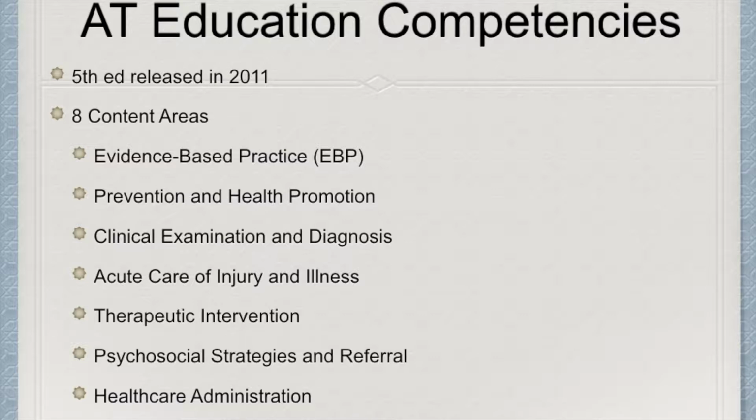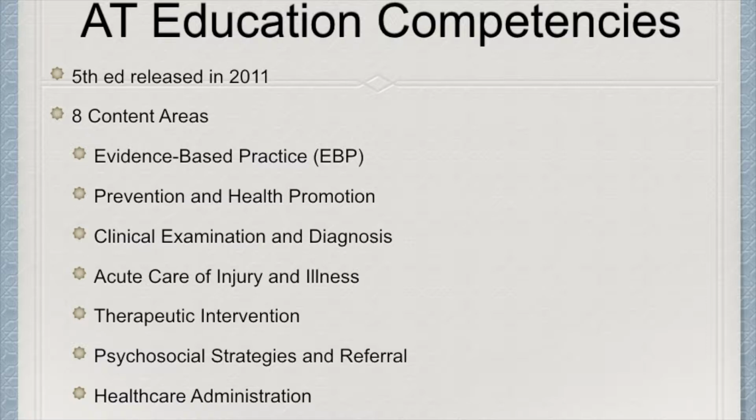What this document is about is it provides professional education program directors, clinical competency, and other faculty members with the knowledge and skills and clinical abilities that athletic training students should master by the time they finish the program. As you can see, this is the 5th edition, so that means there were 4 other editions before this. And this was released in 2011 by the NATA.